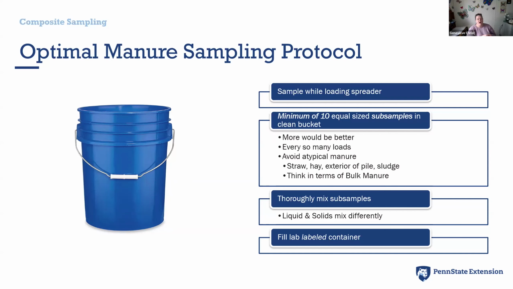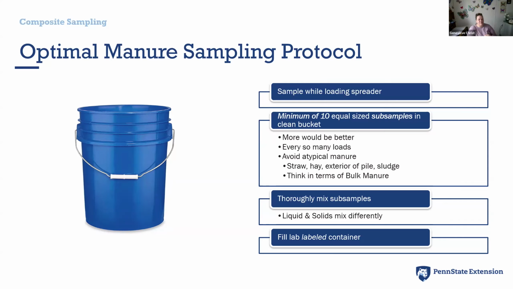And even thinking about soil testing, anybody that's done soil testing, right? We avoid those atypical areas. It's the same thing with our manure. And then after we have all of our subsamples in that bucket, we want to thoroughly mix that, because the liquid and solids in our manure will start to settle out as we take these subsamples throughout the day, because we know this doesn't happen in 20 minutes. This process takes a long time throughout that day.